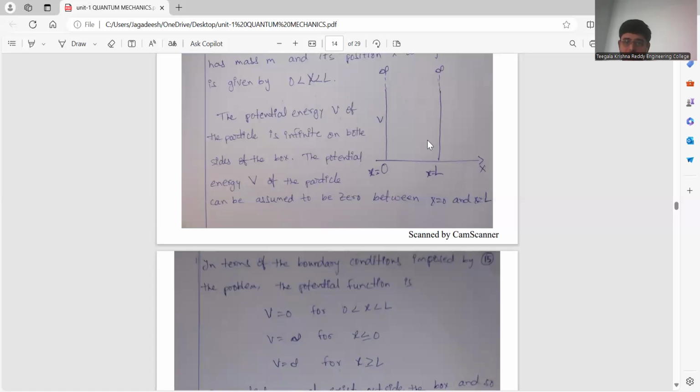Between x equal to 0 and x equal to L, in this region, the potential energy is 0. But exactly at x equal to 0 and x equal to L, the potential energy is infinity. When the potential energy is infinity, the particle cannot escape from the box or move outside. Why? Because the potential energy is infinity. Inside the box, the particle has only kinetic energy, and the potential energy inside the box is 0.